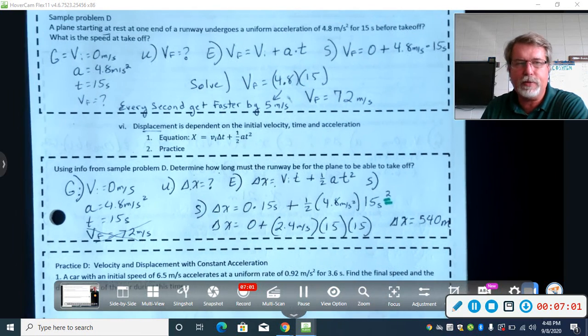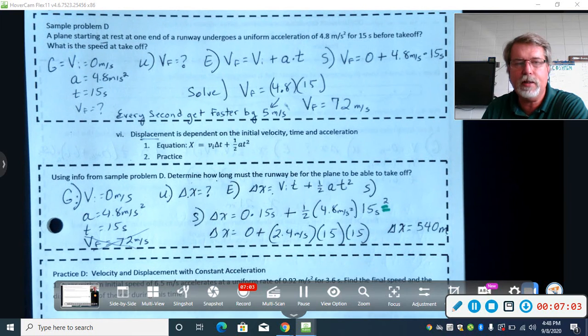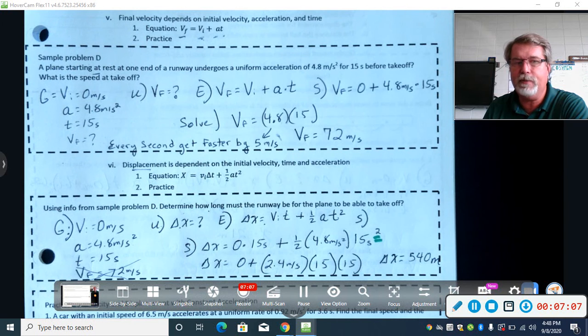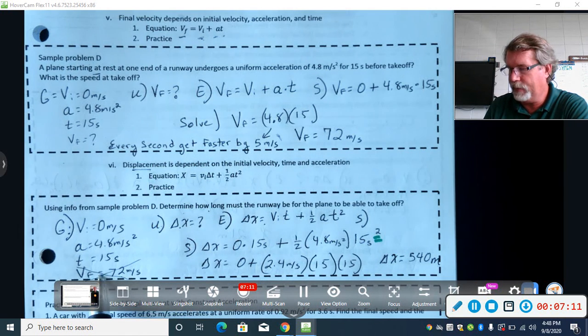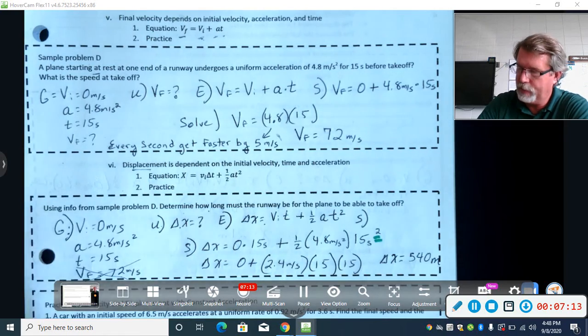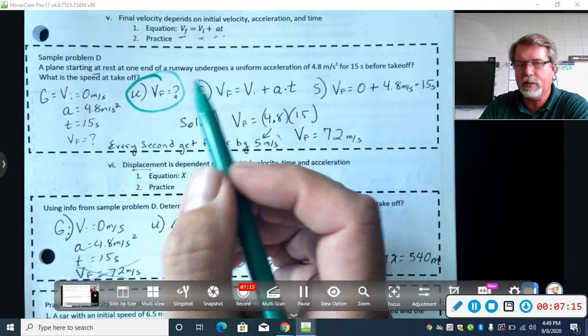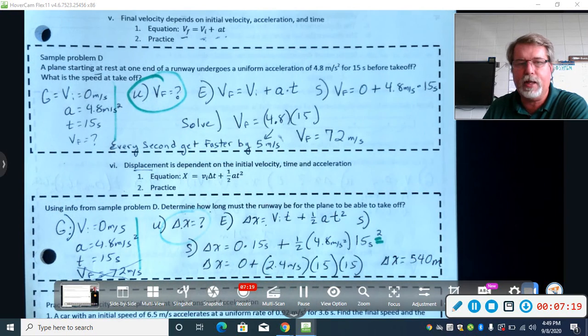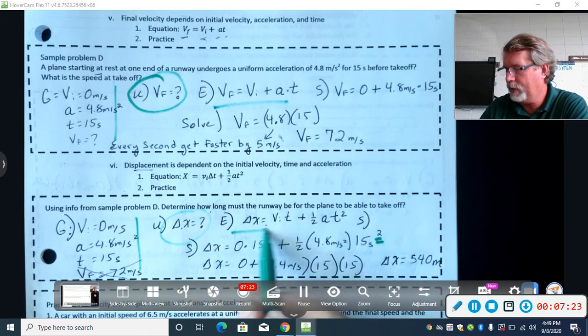So these are examples of sample problem D, where we have the same givens, but we're solving for different things, okay? So we have the same givens, but in case 1, we're solving for the final velocity. Same givens, but in case 2, solving for displacement. And there's 2 equations for that. There we go. Here's our next one.